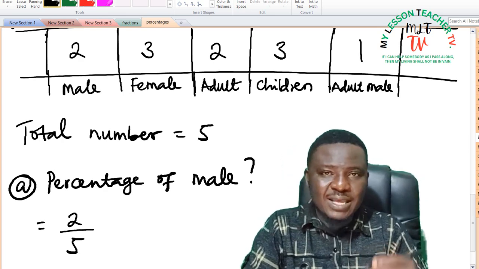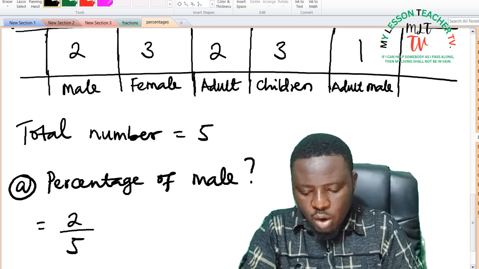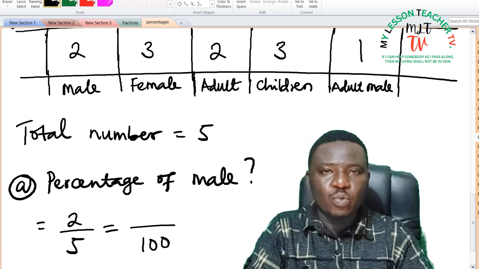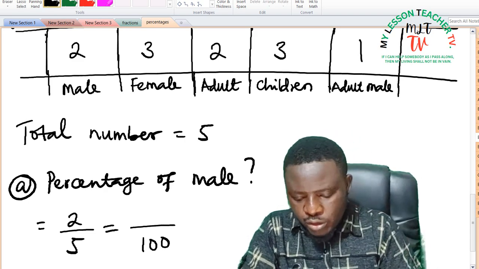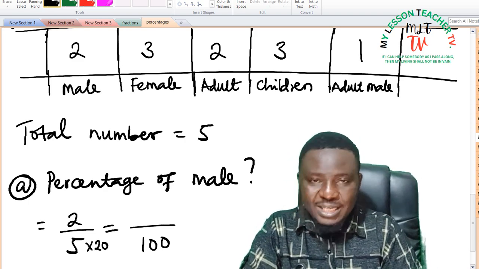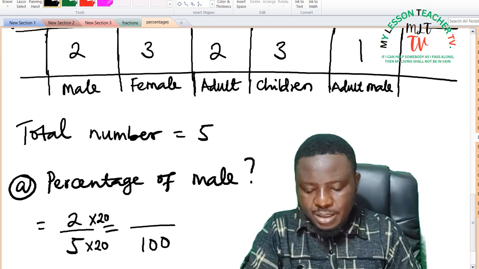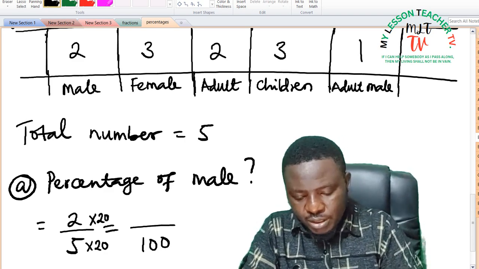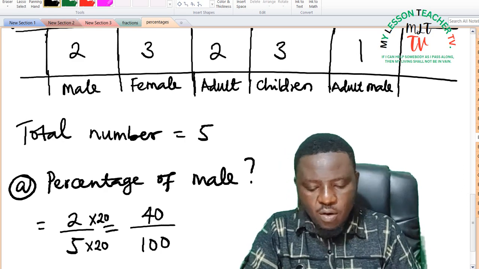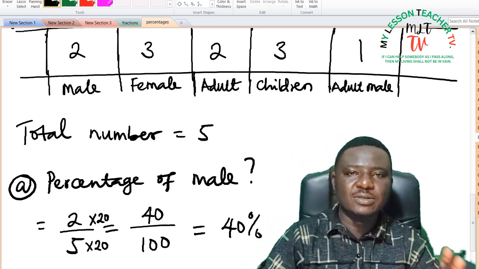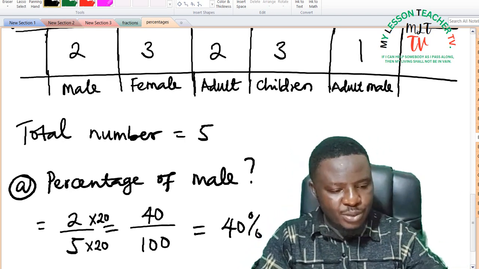So expressing this as a percentage, we are now going to look for a factor that when we multiply it by 5, it gives us 100, and we'll also do same with the numerator. So if you multiply 5 by 20, it gives you 100. So I'm also going to multiply the numerator by 20. So this is said to be 40 over 100. What that means is that 40% of the family members are said to be male.